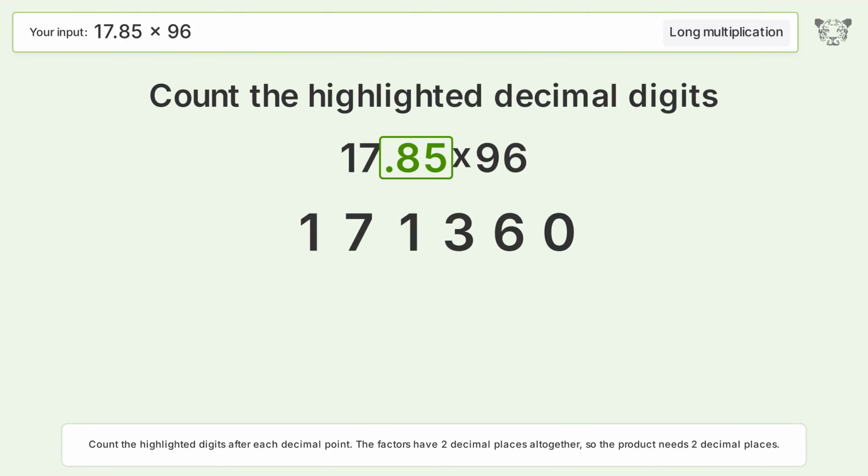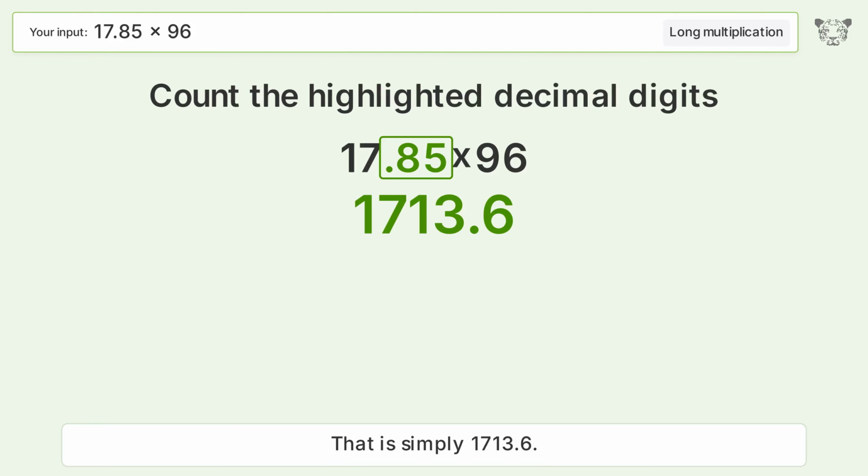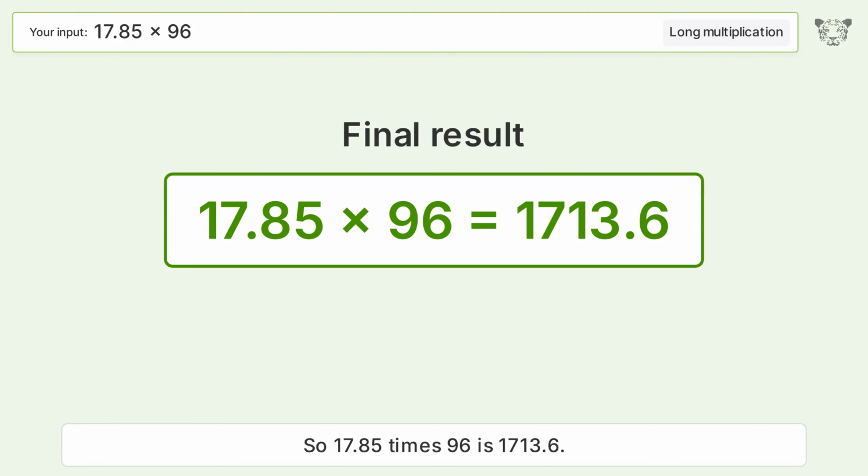The factors have 2 decimal places altogether, so the product needs 2 decimal places. Place the decimal point 2 places from the right. 171,360 becomes 1,713.60. That is simply 1,713.6. So 17.85 times 96 is 1,713.6.